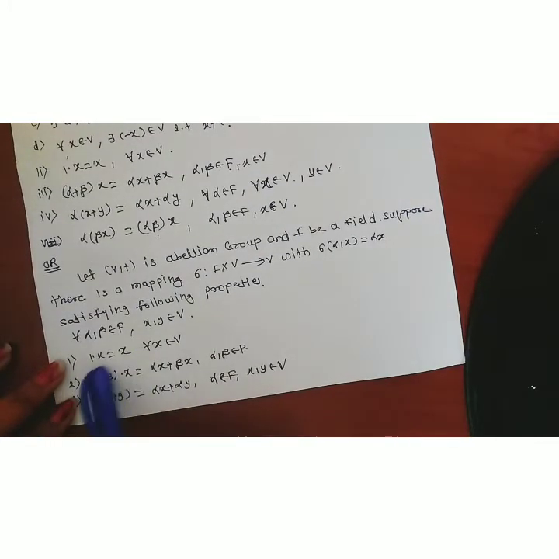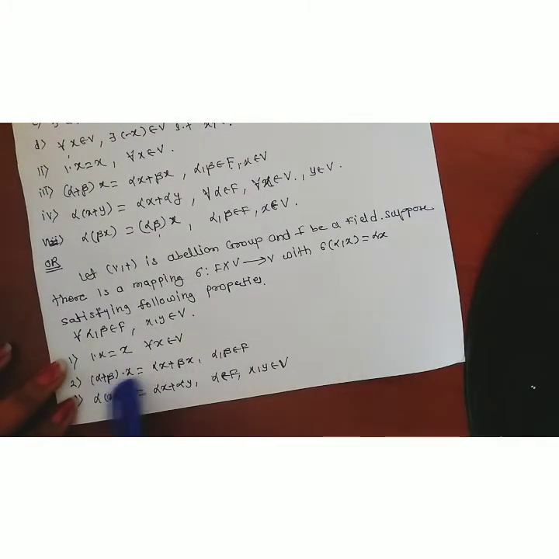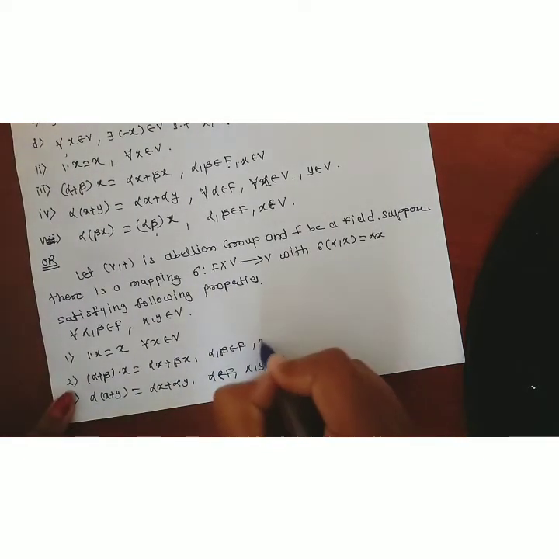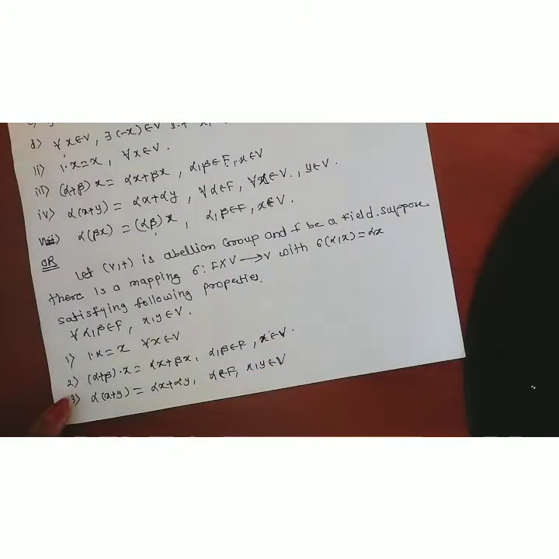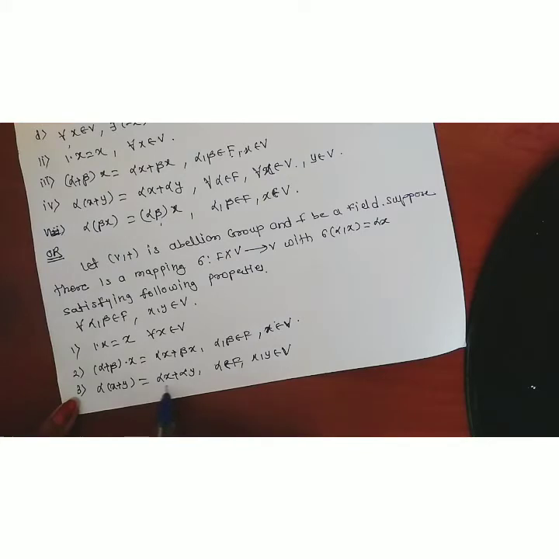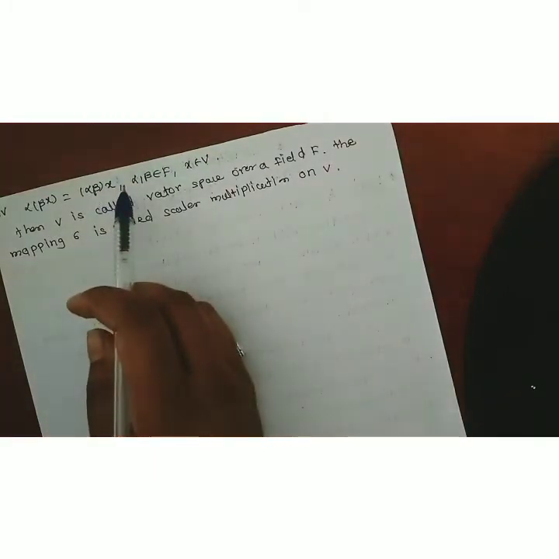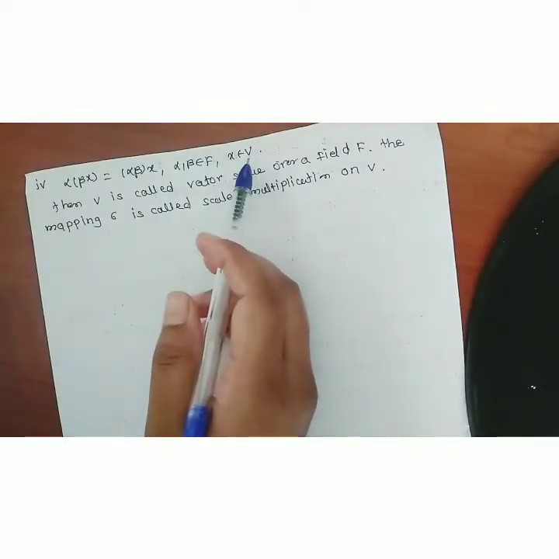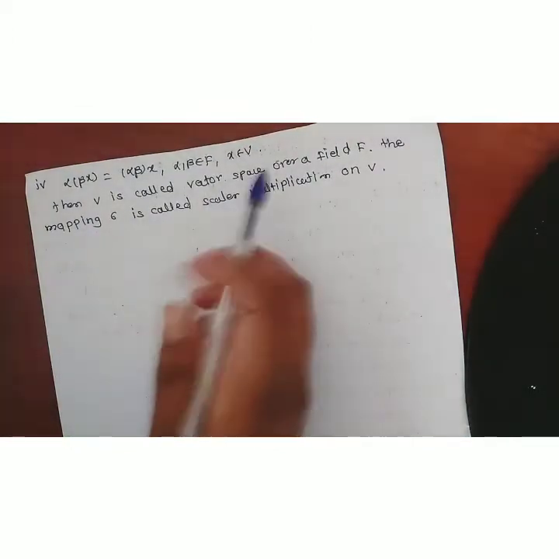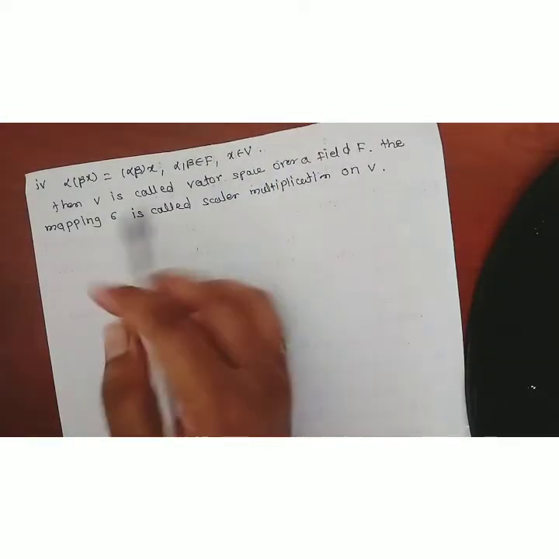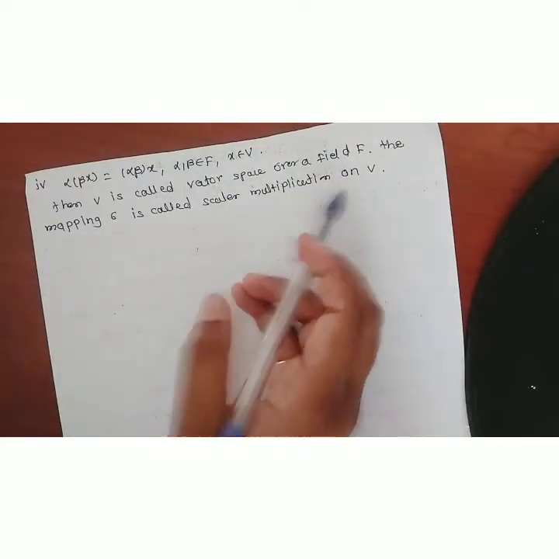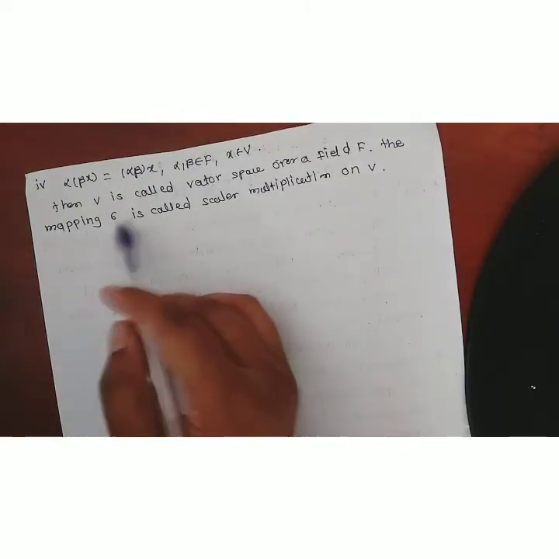Okay, 1 into x is equal to x for all x belonging to V, then (alpha plus beta) x is equal to alpha x plus beta x for all alpha, beta belonging to F and x belonging to V. Then alpha into (x plus y) is equal to alpha x plus alpha y for alpha belonging to F and x, y belonging to V, and the last property is (alpha beta) x is equal to alpha into (beta x) for alpha, beta belonging to F and x belonging to V. If all these properties are satisfied, this V is the vector space over the field F, and this mapping sigma is called scalar multiplication on the vector space.